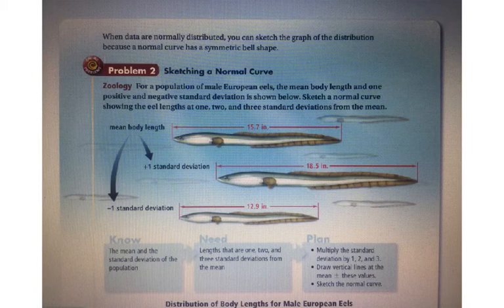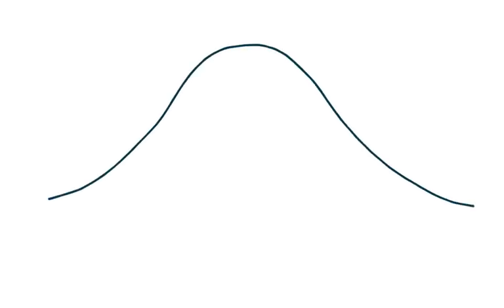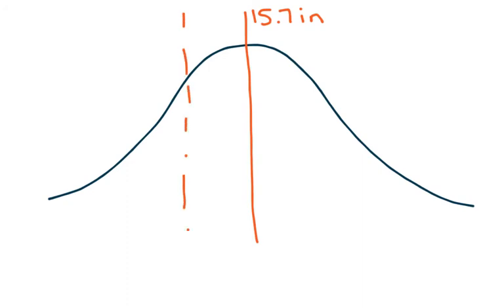Well, if you subtract these numbers, if you subtract the mean from one standard deviation, and the mean from the other standard deviation, you're going to find out that it's 2.8 inches in either direction. So if I go and draw myself a normal curve here, we're going to call the mean 15.7. Let me make that look nicer. So one standard deviation this way and this way is going to be 2.8 inches in either direction.